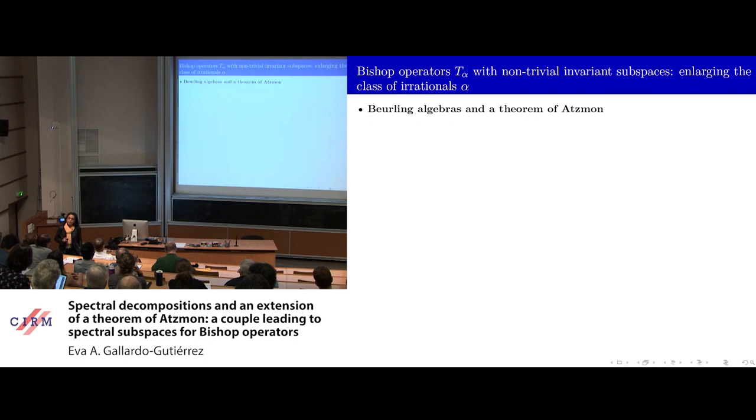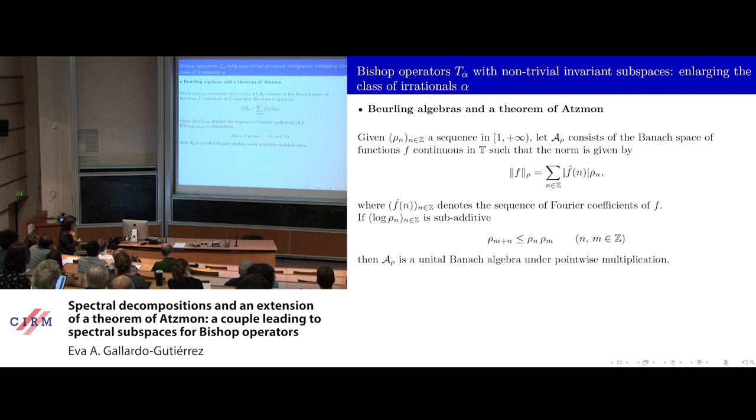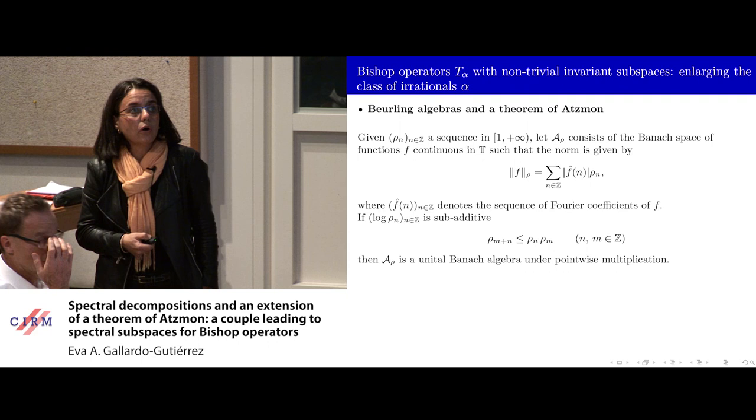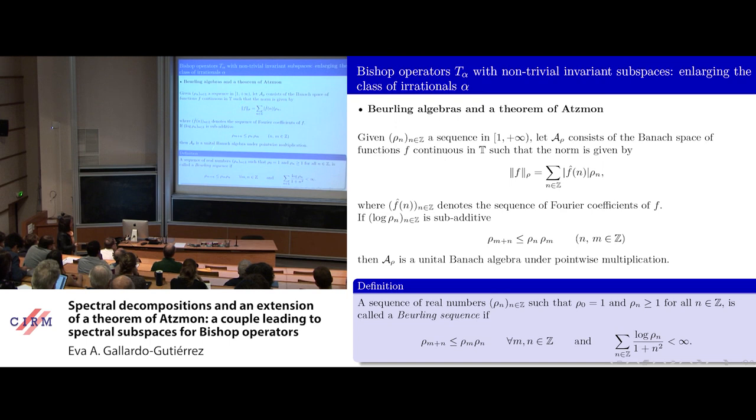So if we have a sequence rho m of positive real numbers, m in the integers, and we consider A_rho, the Banach space of continuous functions on the torus such that the norm is given by this series, these are the Fourier coefficients. If the sequence log of rho m is subadditive, that means that this condition holds, then A_rho is a unital Banach algebra under pointwise multiplication. Indeed, a sequence of real numbers, the first one normalized equal to 1, all of them bigger or equal than 1, is called a Beurling sequence whenever log of rho m is subadditive and it satisfies this condition. If you look at this, this is the condition that appeared in Vermeer's theorem.